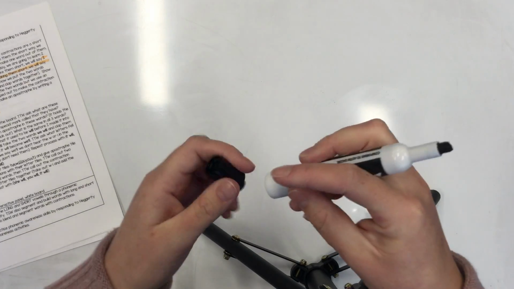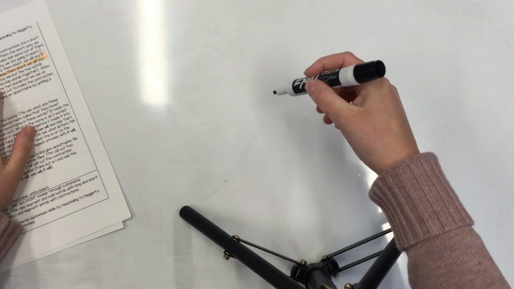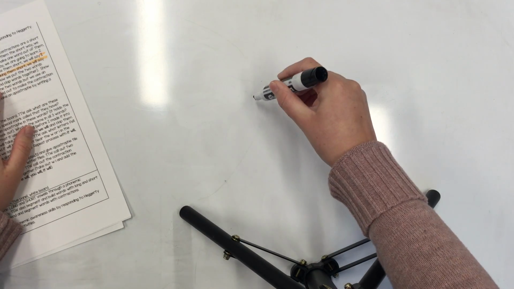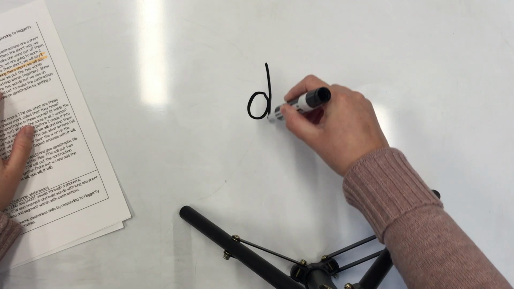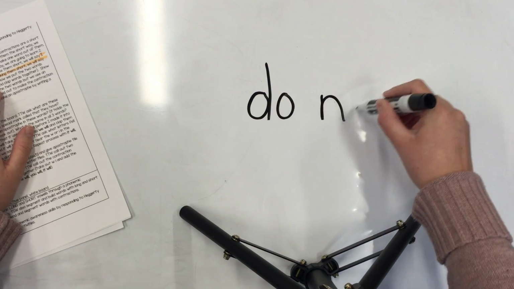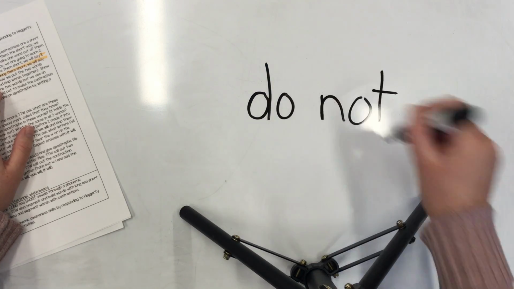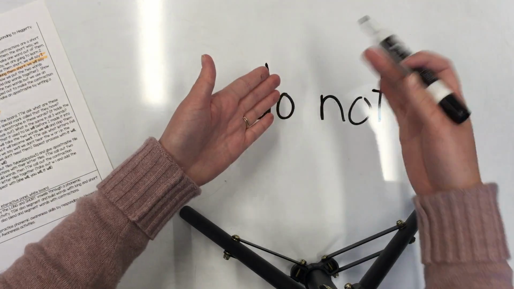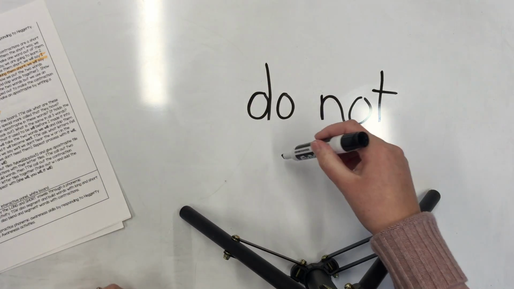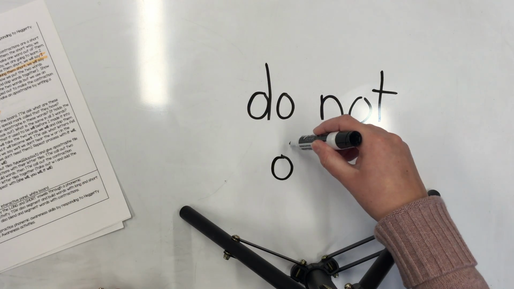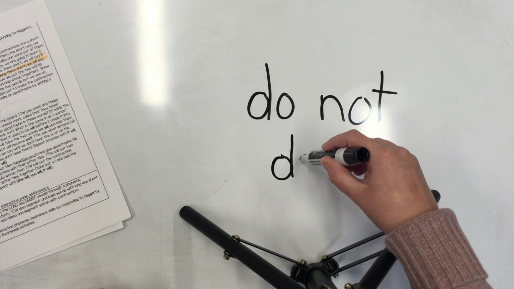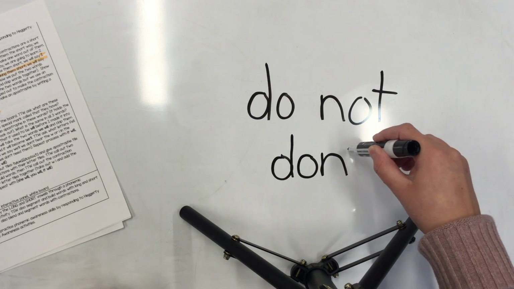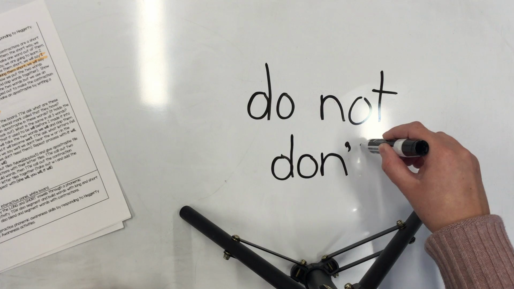Okay, so let's really quickly review the contraction that we went over yesterday, okay? You remember we wrote out do not. Okay, so those are my 2 words. But say I don't want to say do not. Maybe I want to say it in the short way. So I'm going to take this word and this word, I'm going to smush them together, and they are going to become what? What's the word? Don't. Remember?